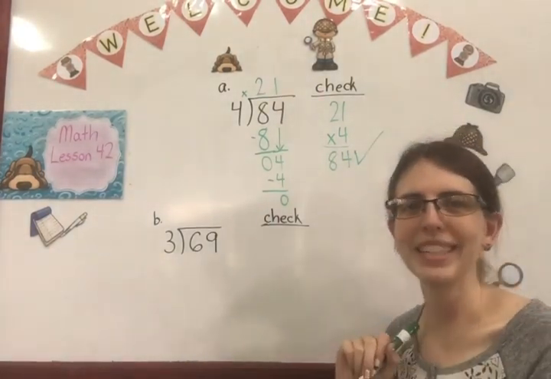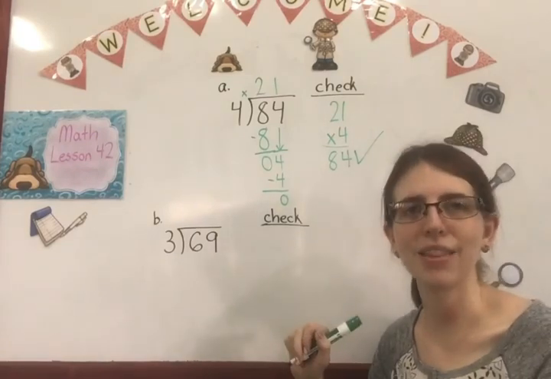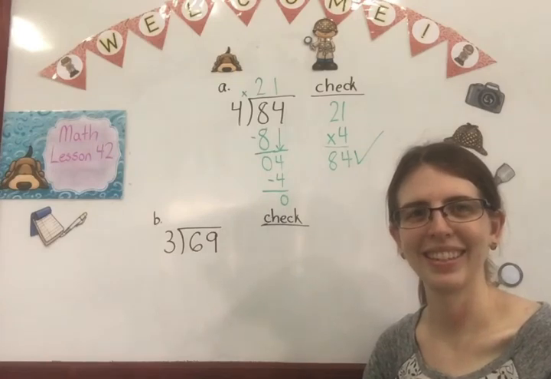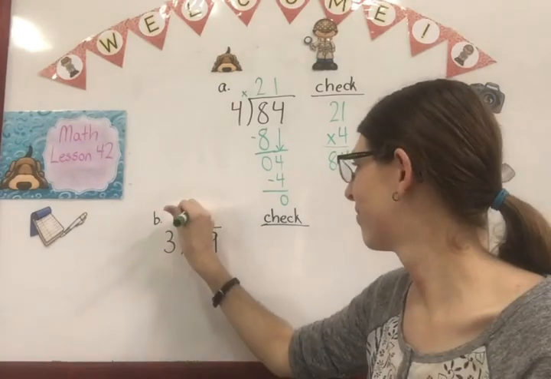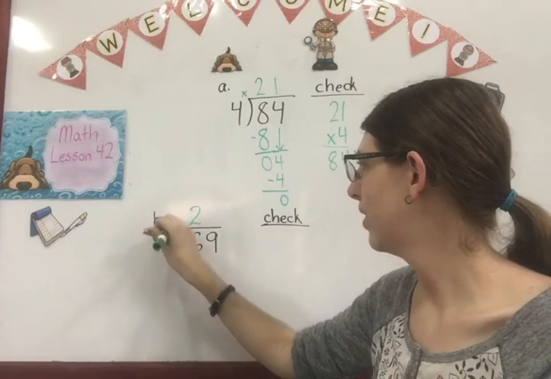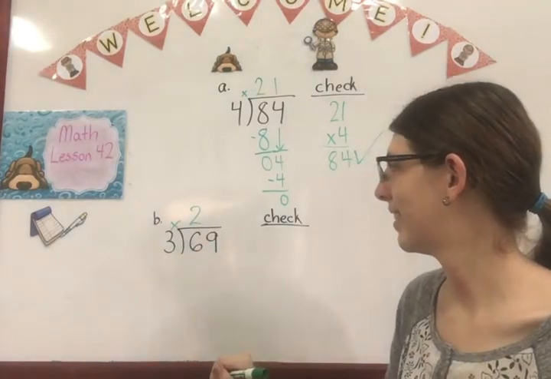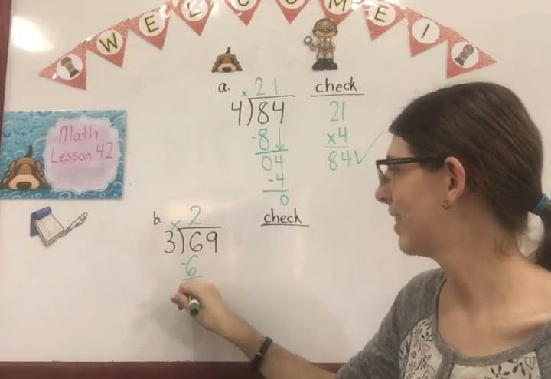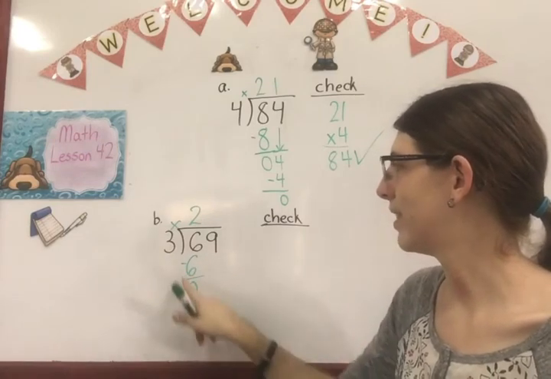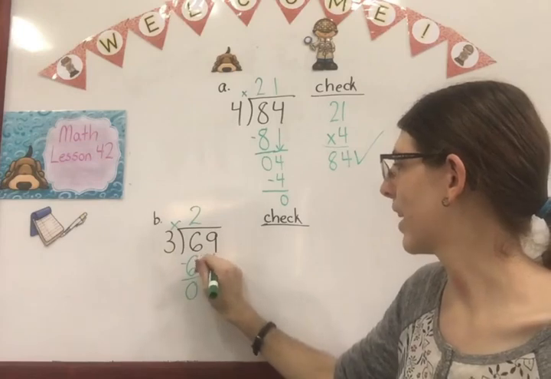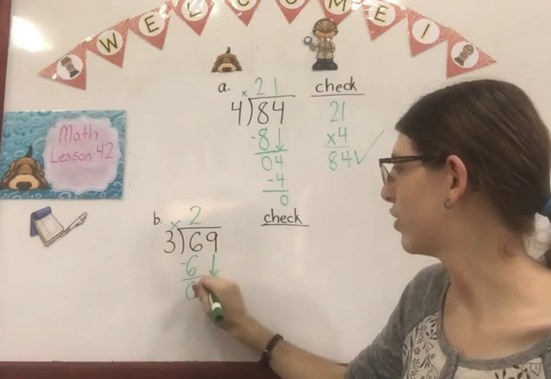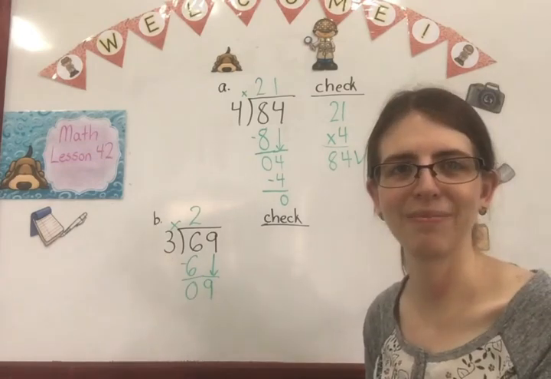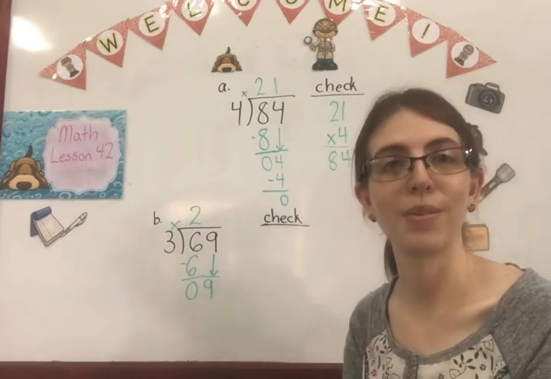Let's try letter B together. 69 divided by 3. 6 divided by 3 is 2. 2 times 3 is 6. 6 minus 6 is 0. 0 is less than 3, so I can bring down my 9. Bring it straight down. 9 divided by 3 is 3.